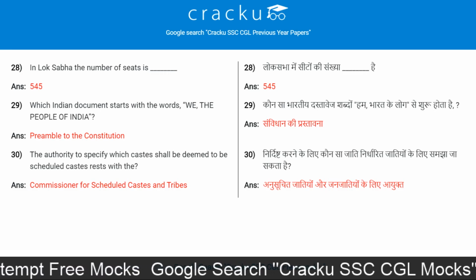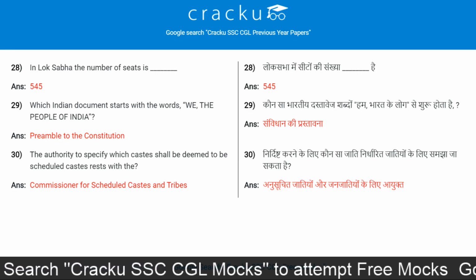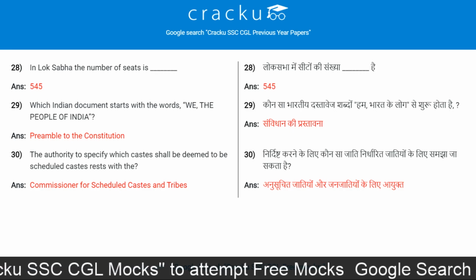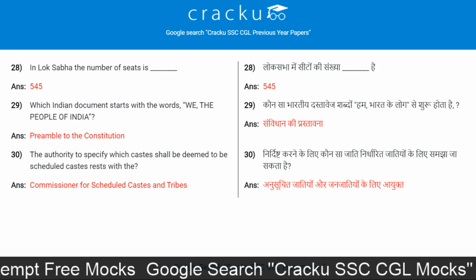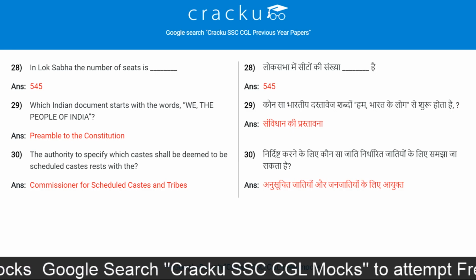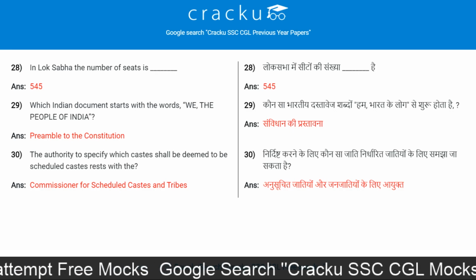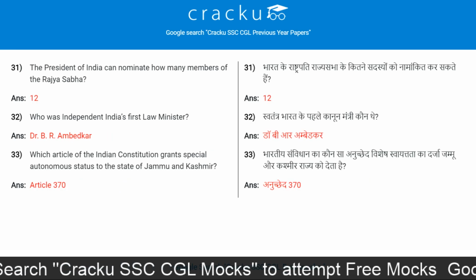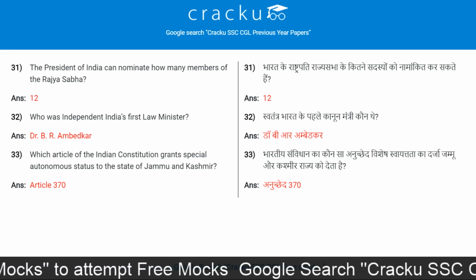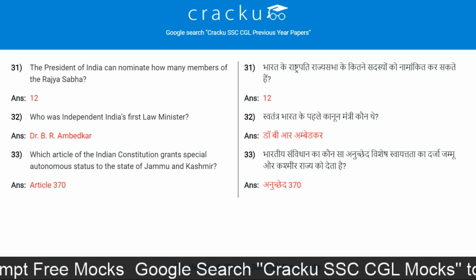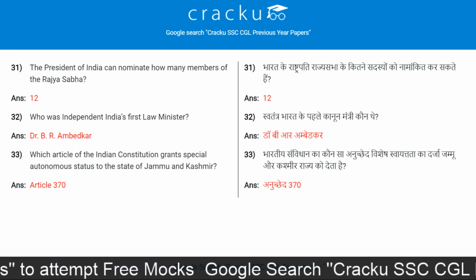Which Indian document starts with the words we, the people of India? Preamble to the Constitution. The authority to specify which caste shall be deemed to be scheduled caste rests with the Commissioner for Scheduled Castes and Tribes. The President of India can nominate how many members of the Rajya Sabha? 12.